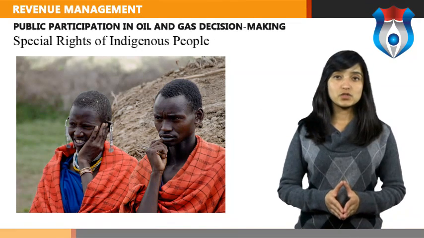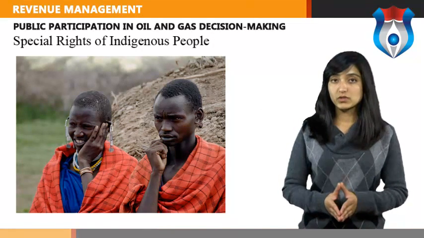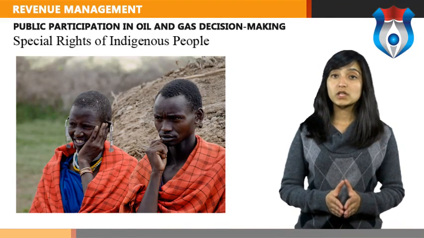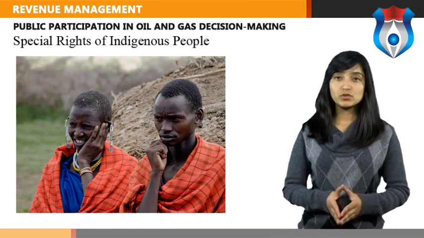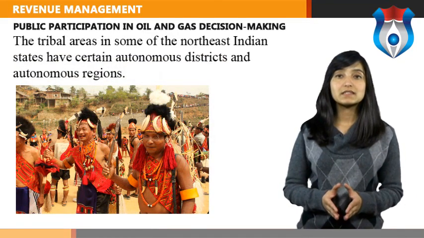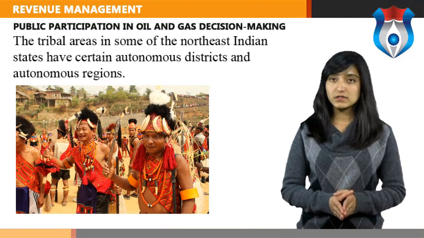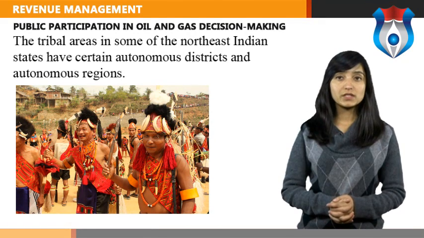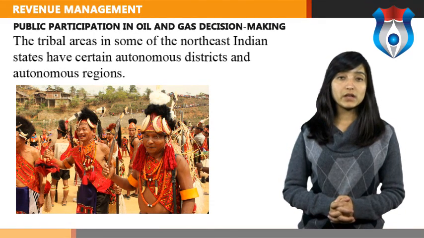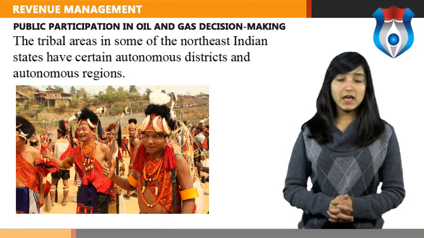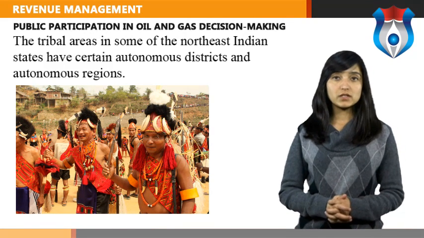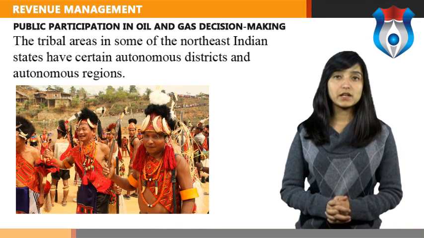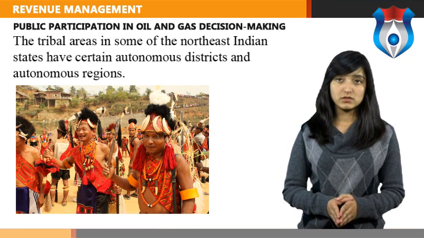Special rights of indigenous people. Of all the people affected by resource development, indigenous people are often the worst hit on account of the close relationship they share with the land and natural resources. The tribal areas in some of the northeast Indian states have certain autonomous districts and autonomous regions. The regional and the district councils for these regions in the tribal areas of Schedule 4 states have the power to make laws with respect to allotment, occupation or use, or the setting about of land for purposes likely to promote the interests of the inhabitants.